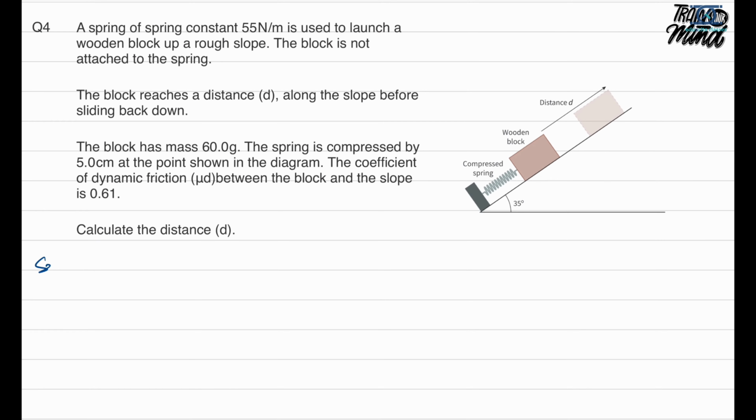Okay, so in this particular question, if we have read it carefully, what is happening is this wooden block is being compressed and it is free to move, and it is moving up the inclined plane and it reaches a maximum distance d. Now in this particular question we have to find out the maximum distance the block has covered before coming back down the slope. Okay, so using the principle of conservation of energy.